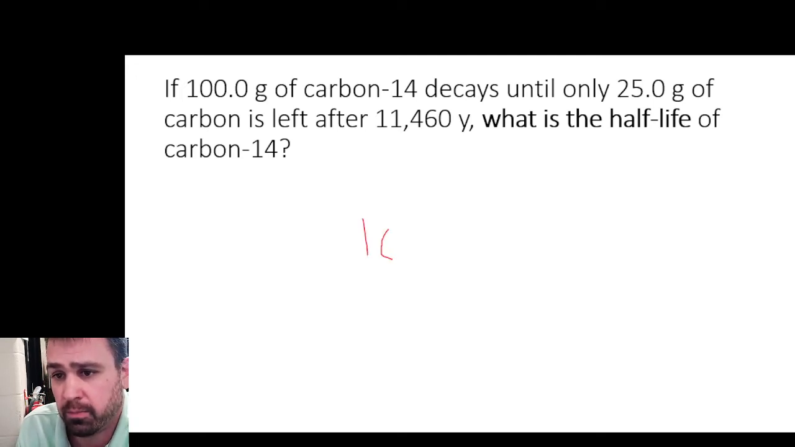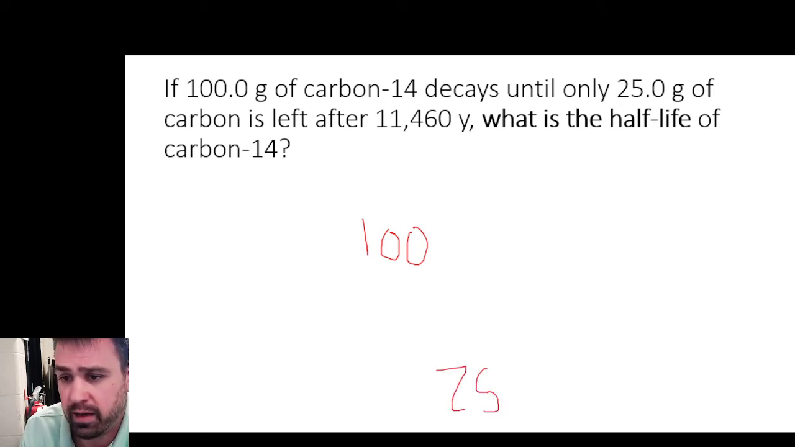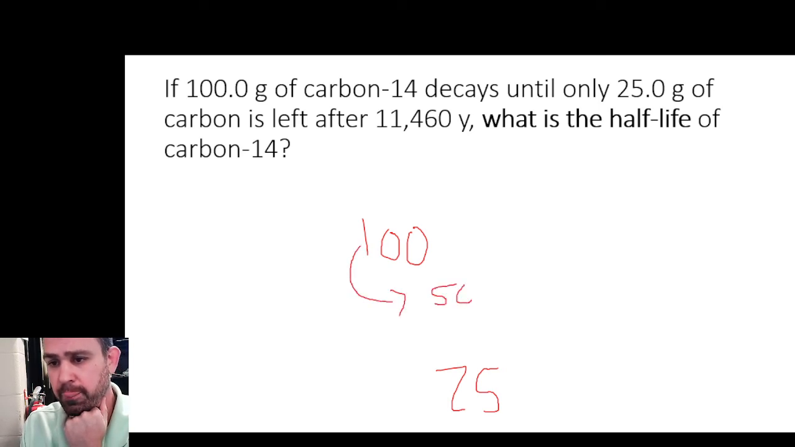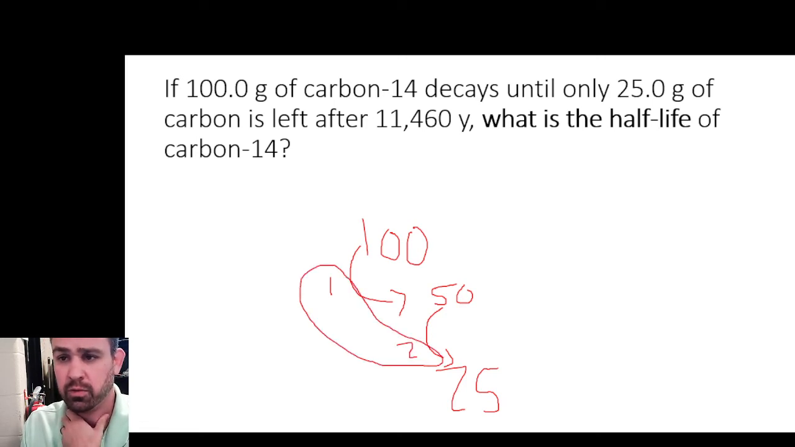Okay? So what is the half-life of carbon-14 if, let's see here, 100 grams decays until only 25 grams are left after 11,460 years? So I know my beginning and I know my ending of 25, right? So how many half-lives did we go through to get from 100 to 25? Well, if I take 1 half-life, that gets me to 50, right? That's 1. And my second half-life will get me to that 25. So I've actually gone through 2 half-lives in this one.